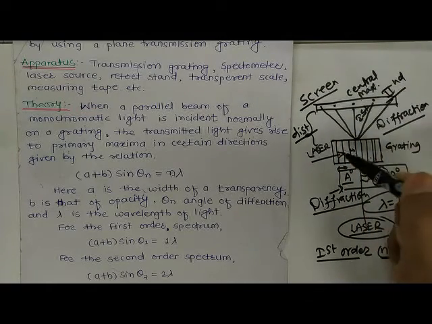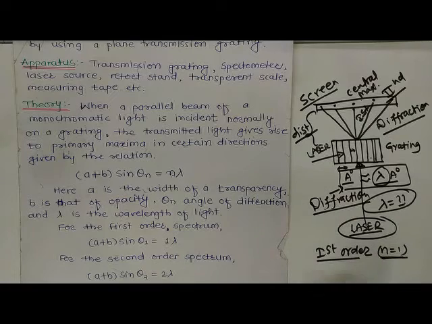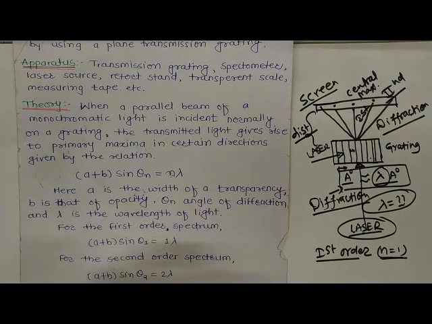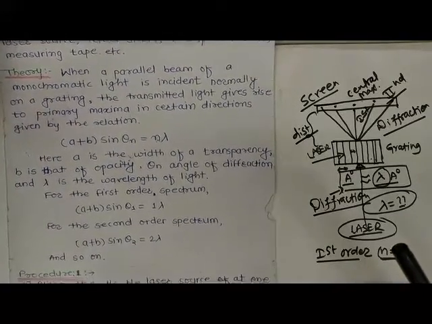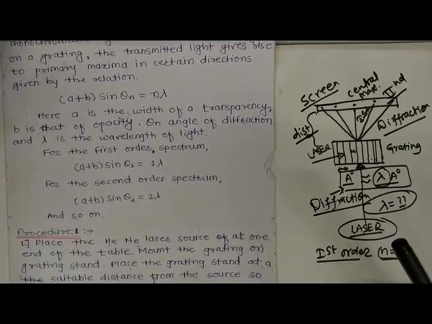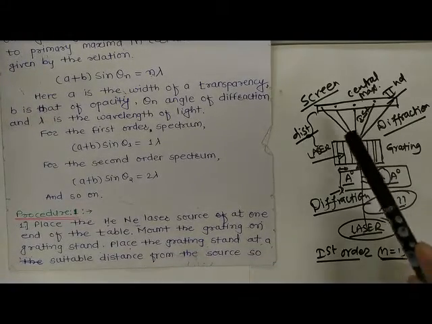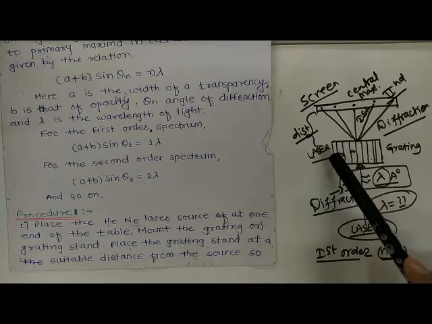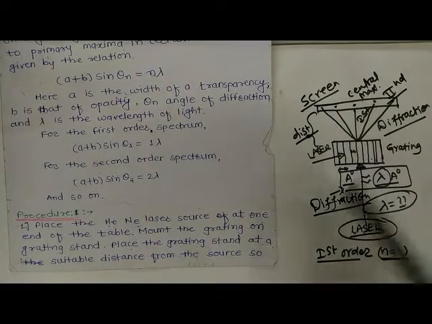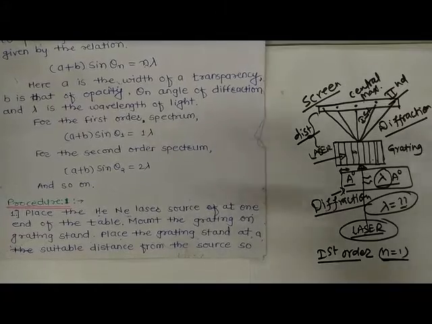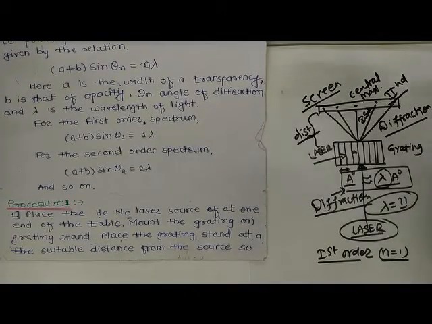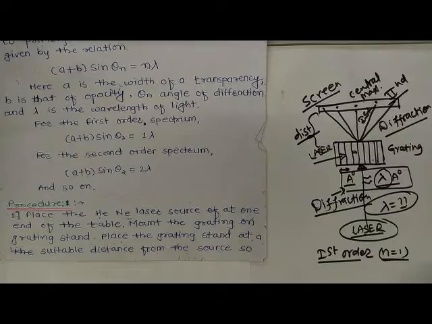So simply we have to change for more trials, right? If we are doing with only one trial, then it is sufficient, but for accuracy we know that we always take 10 or more, at least 5 different readings. For that purpose, we will just change the distance between the screen and the grating. You can either fix the screen and vary the grating position, or fix the grating and change the position of the screen. That depends upon your choice.